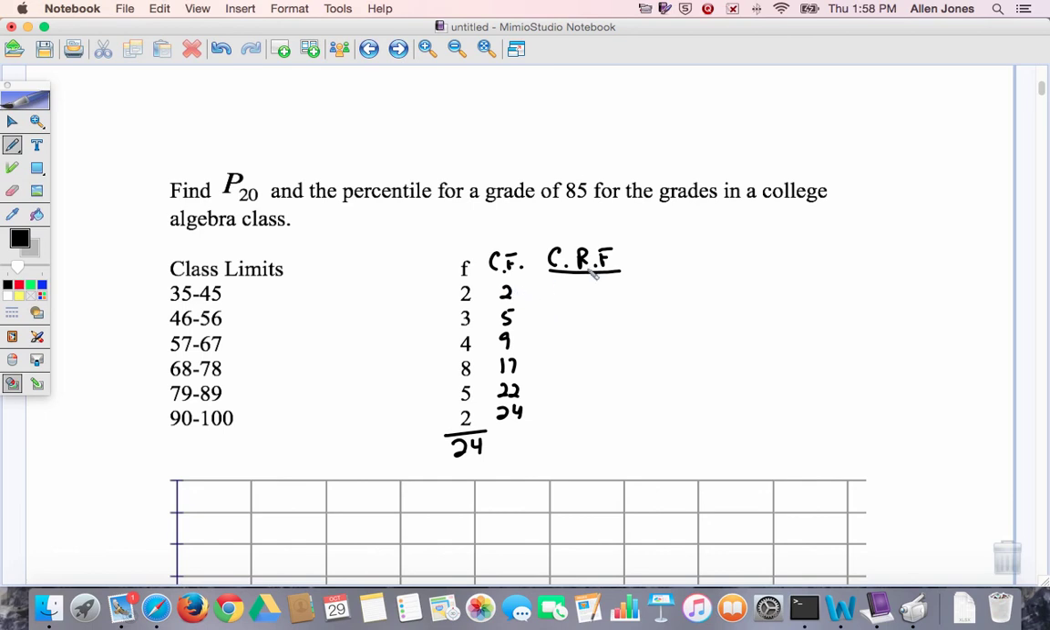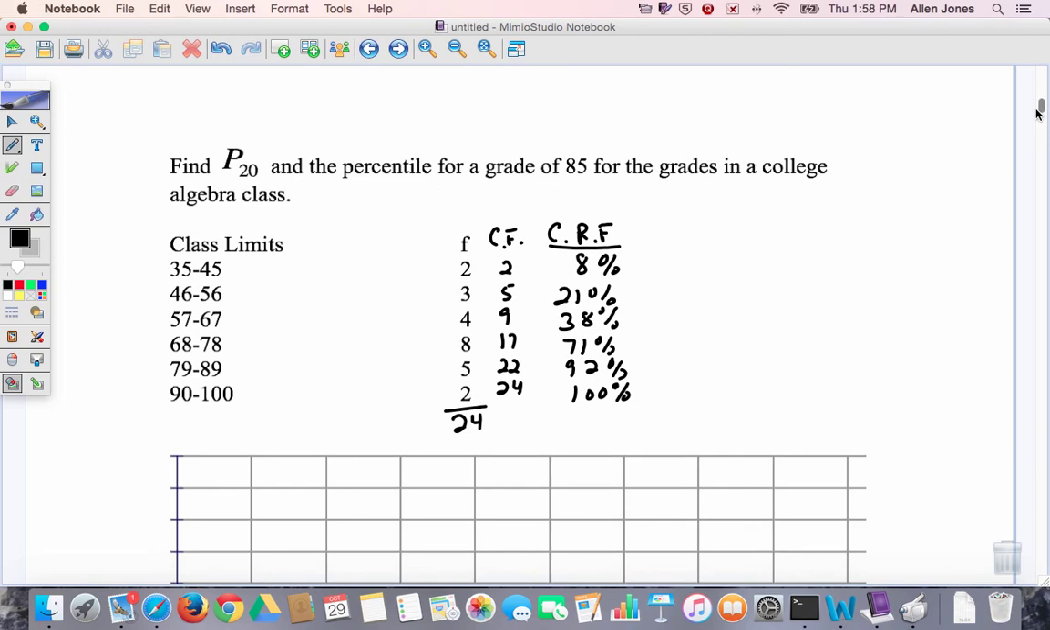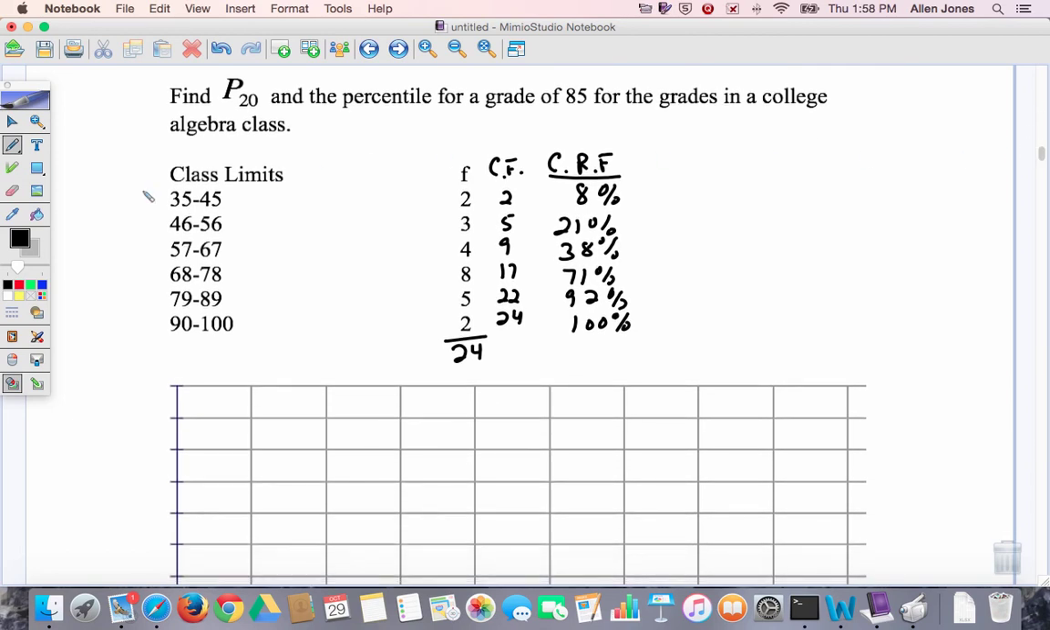So to find the cumulative relative frequency, I'm going to take each of these numbers and divide by 24. So 2 divided by 24, to make life simple, around the nearest whole percent, is about 8%. 5 divided by 24 is about 21%. 9 divided by 24 is about 38%. 17 divided by 24 is 71%. 22 divided by 24 is 92%. And 24 divided by 24 is 100%.